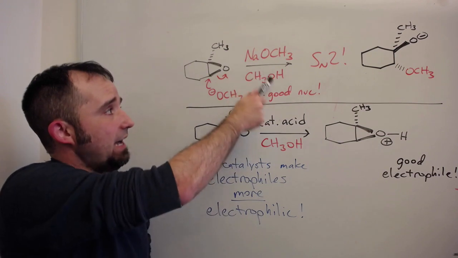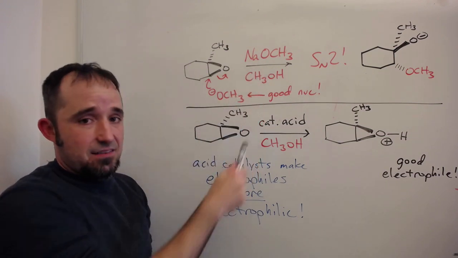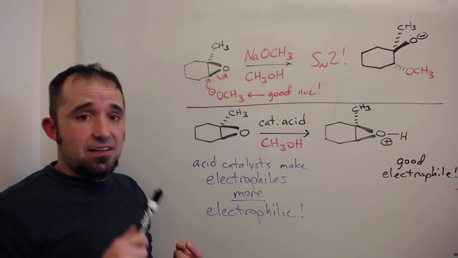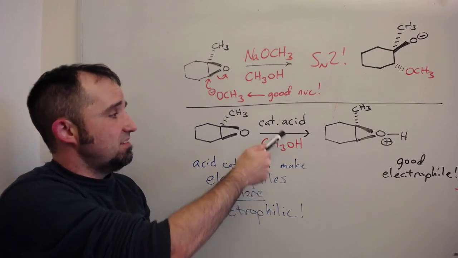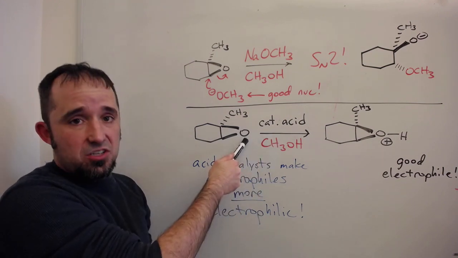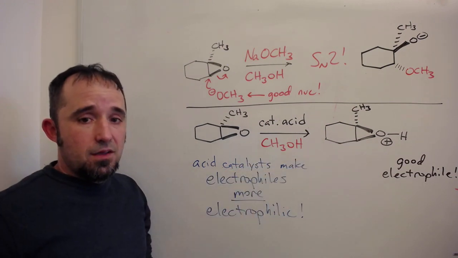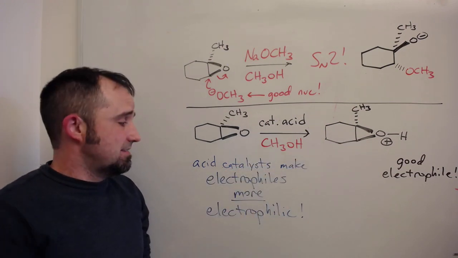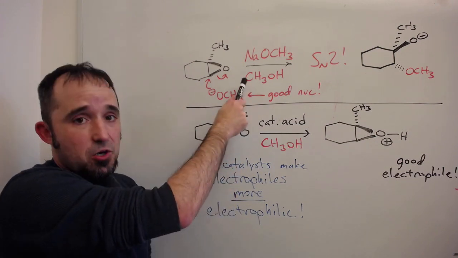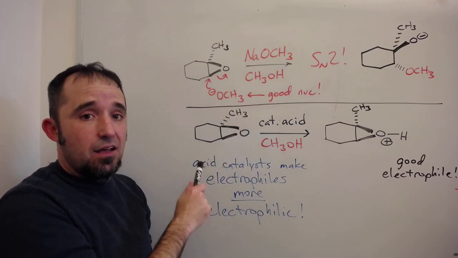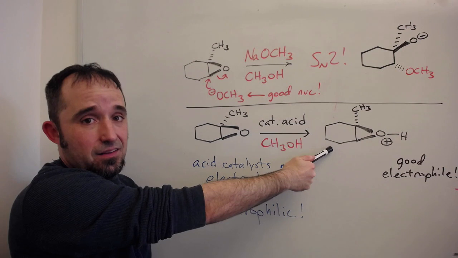Up here, I had to make the methanol more reactive, but down here, a catalytic acid, whether it's sulfuric acid or hydrochloric acid or any kind of strong acid, is going to protonate the oxygen here to give me something that looks like this. Again, acid catalysts make electrophiles more electrophilic. Here the reaction goes because I have a really hot nucleophile. Here the reaction goes because I have a really hot electrophile.